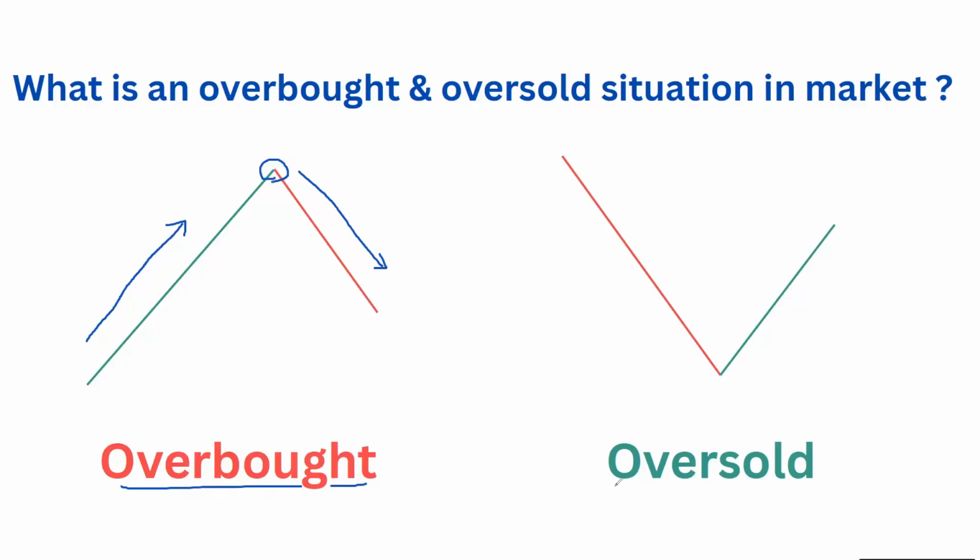What is oversold? Oversold is exactly the opposite of overbought. The market is in a downtrend. It's coming down with full momentum. RSI hits 30, stays there maybe, or maybe immediately bounces back, and then we get a U-turn on the upside.